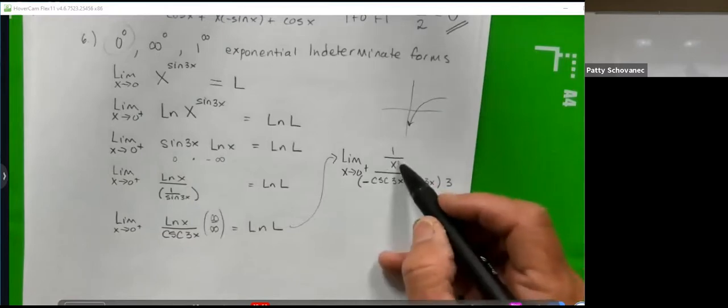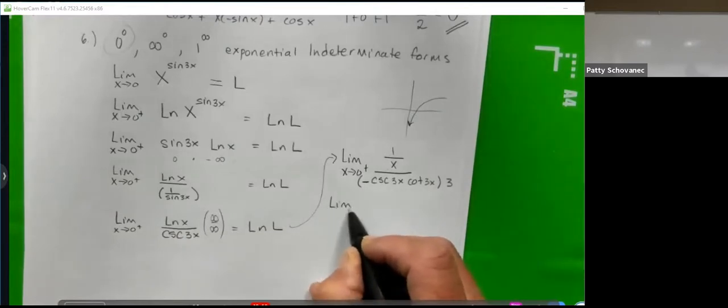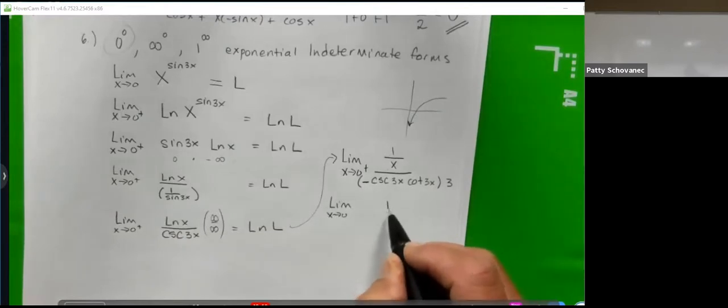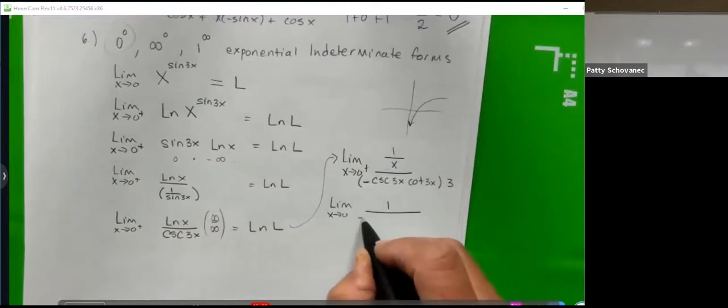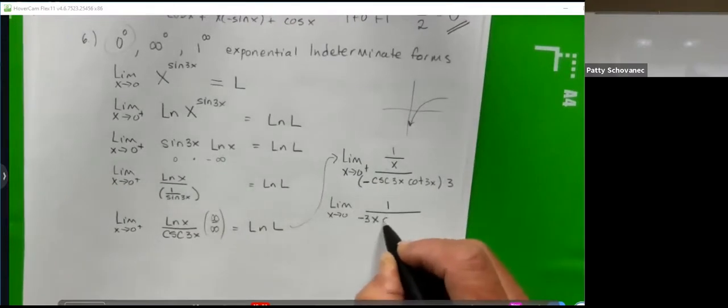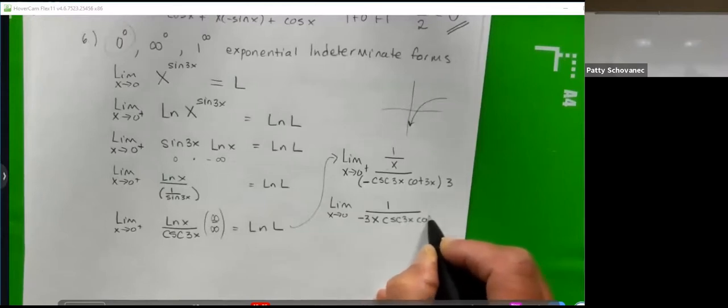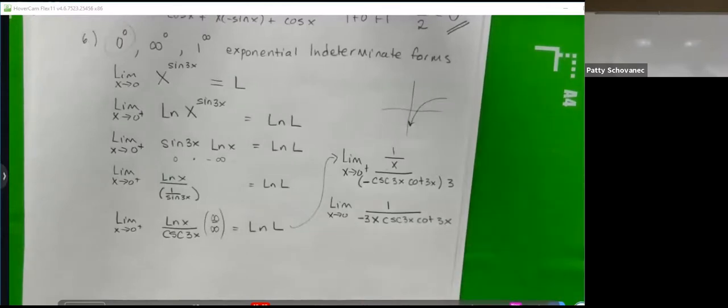And so this is going to come down with the other stuff. And I'm going to have 1 over minus 3x times cosecant of 3x, cotangent of 3x. Cosecant is 1 over sine, cotangent is cosine over sine. And so this is 0 and this is infinite. So I can't do anything from there. This might be a good place to rewrite cosecant as 1 over sine, cotangent as cosine over sine.